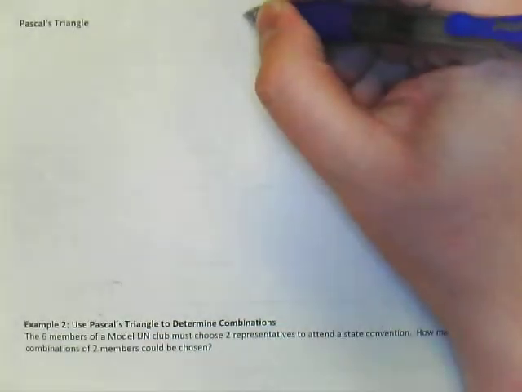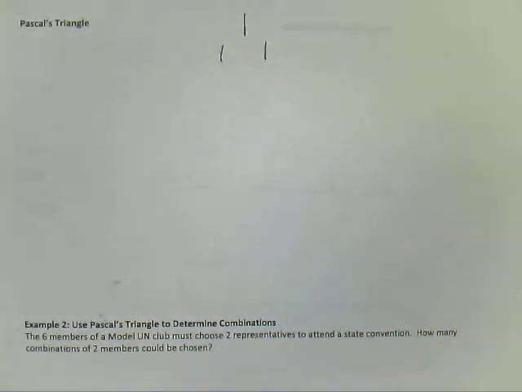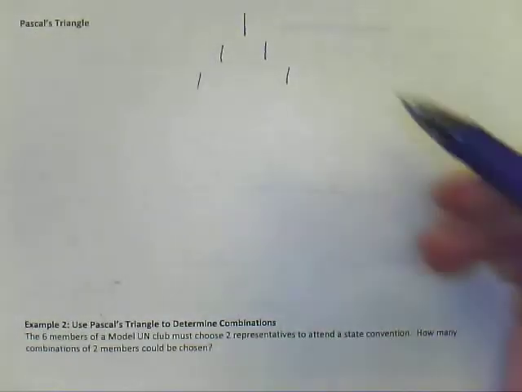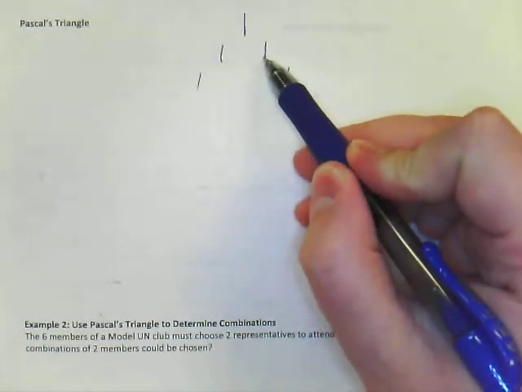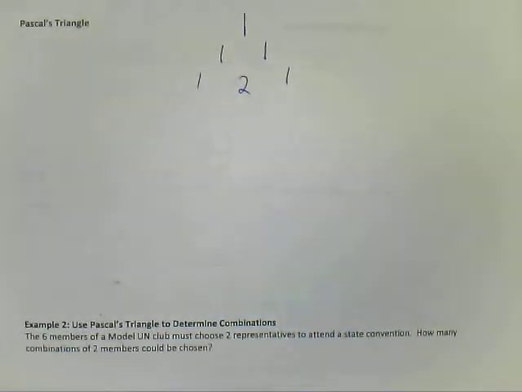So we start at the top with 1. And then we're always going to be writing 1s down the sides. Then what you do, again, we've got 1s on the sides, is add the two above each spot. So if we add 1 and 1, we get 2. So this row is 1, 2, 1.